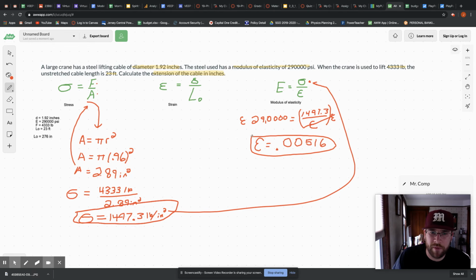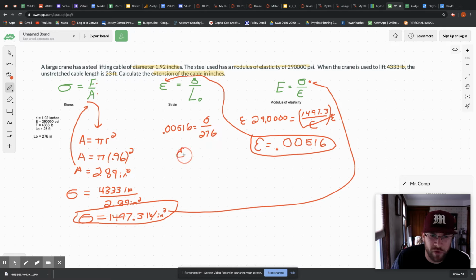So what am I going to do with that? I'm going to plug this into my strain equation right over here, and that's going to allow me to solve for the distance that it's stretched. So now I have 0.00516 is equal to the stretch, which I don't know. It's a Greek letter that I'm not very good at drawing. It kind of looks like an apple by my drawing. Divided by 276, which is how many inches the original length was.